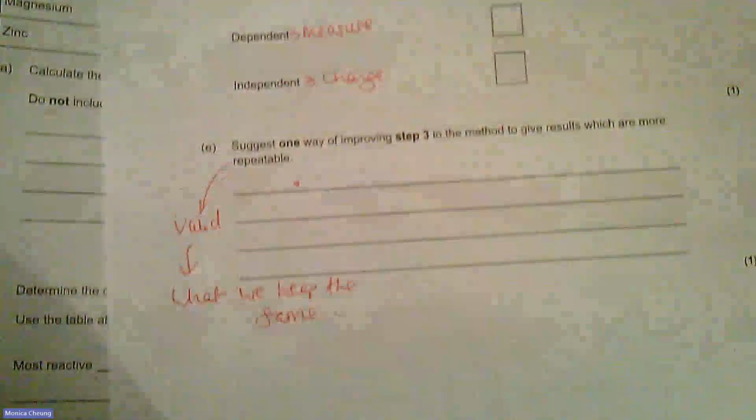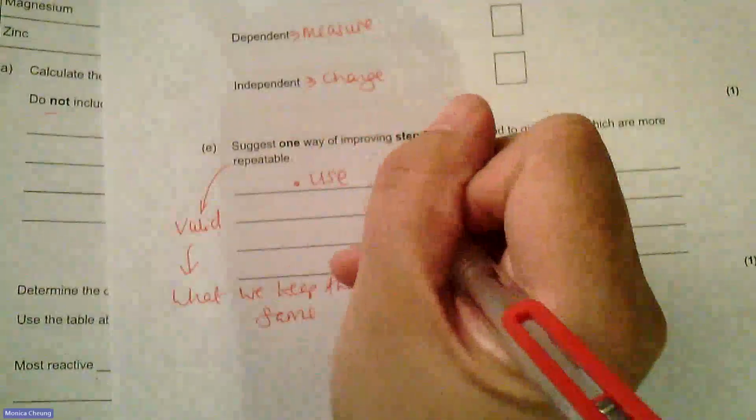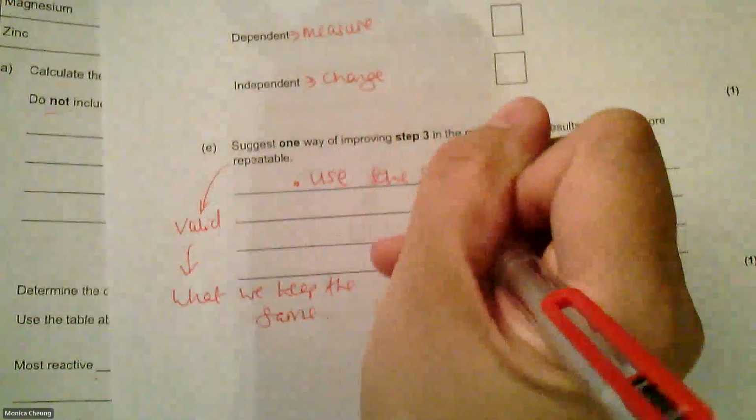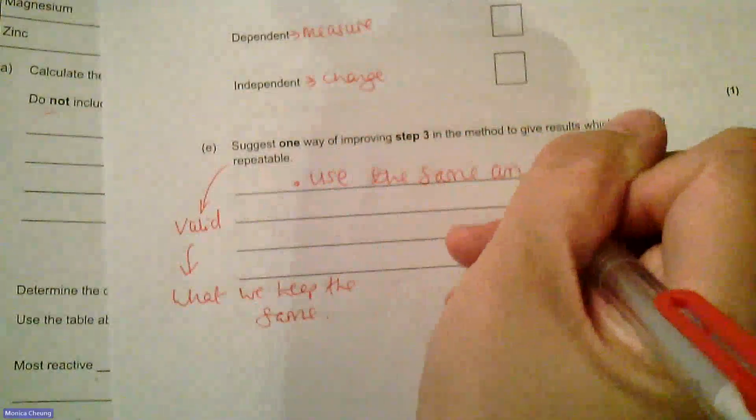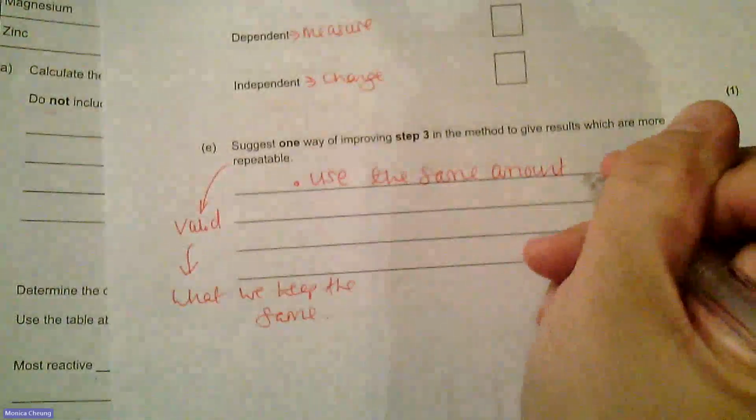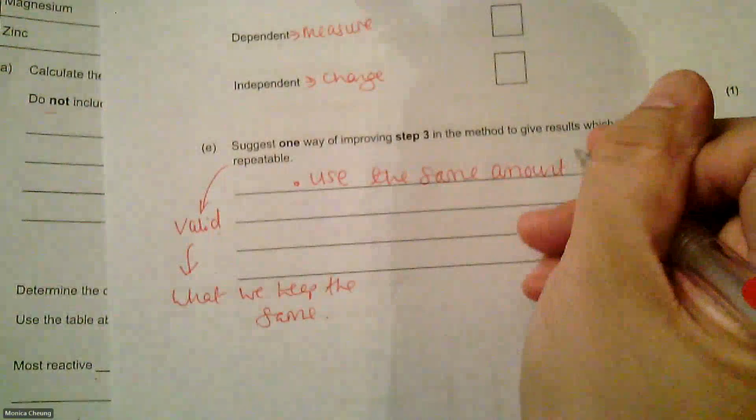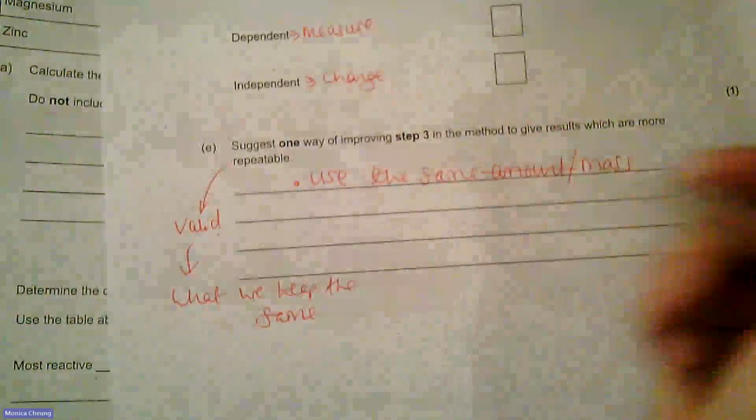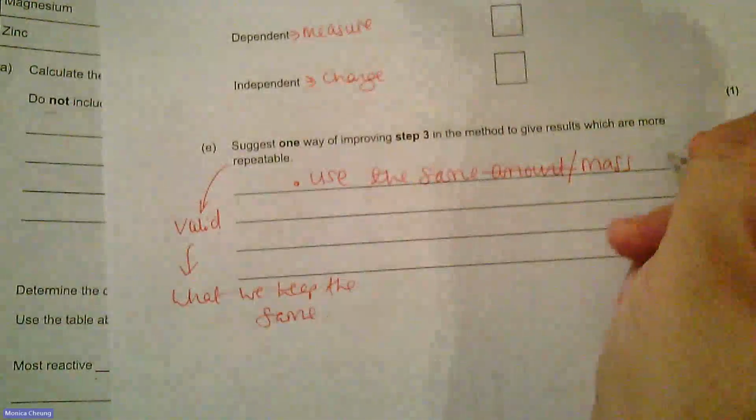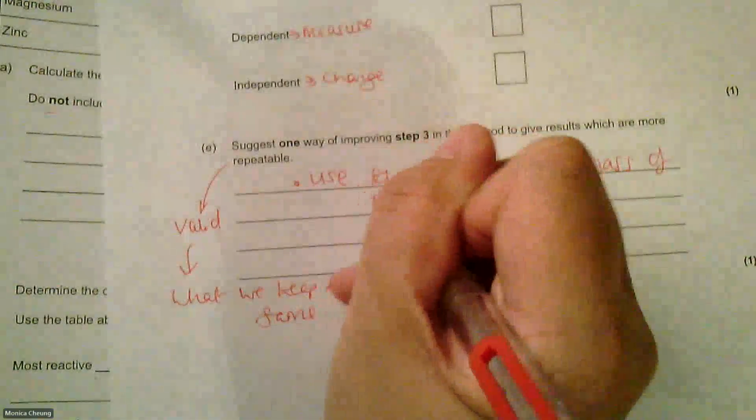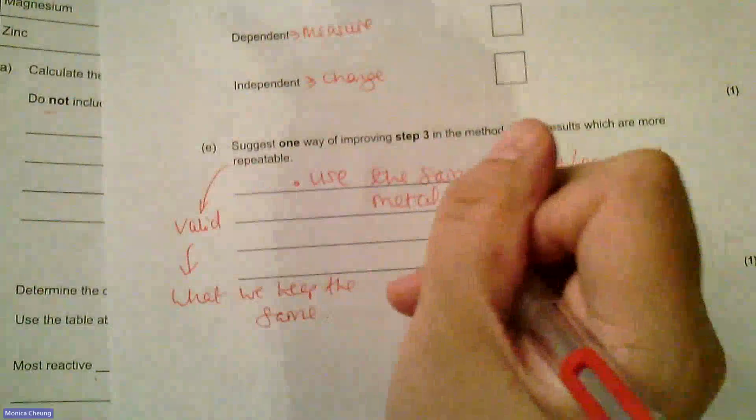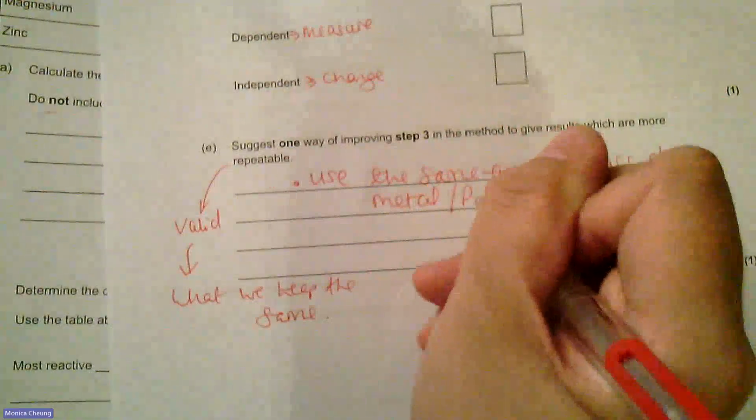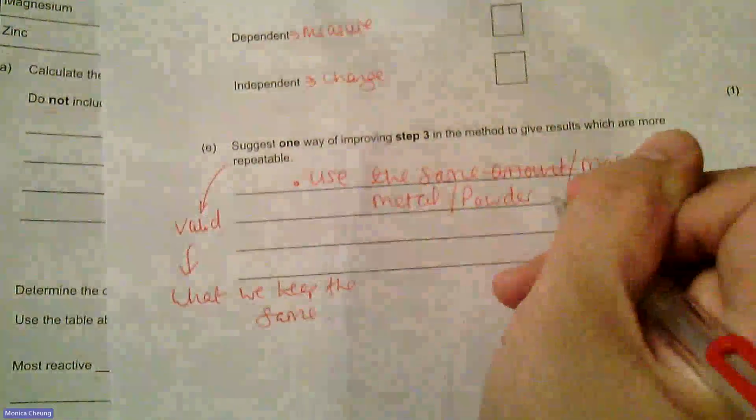So one way to improve, and it's only 1 mark, despite there being loads of lines, there's still only 1 mark. So 1 sentence is enough. So use the same amount or mass, and let's actually use mass. Mass is better. Same mass of metal powder every time.